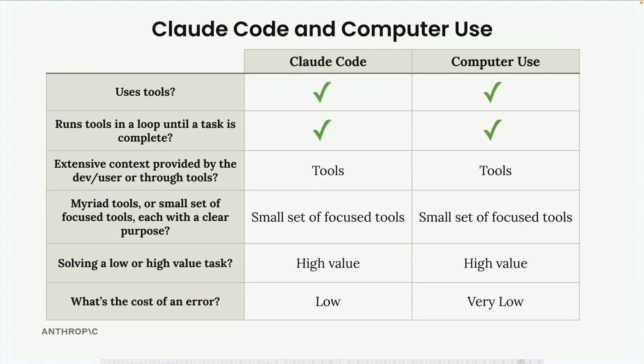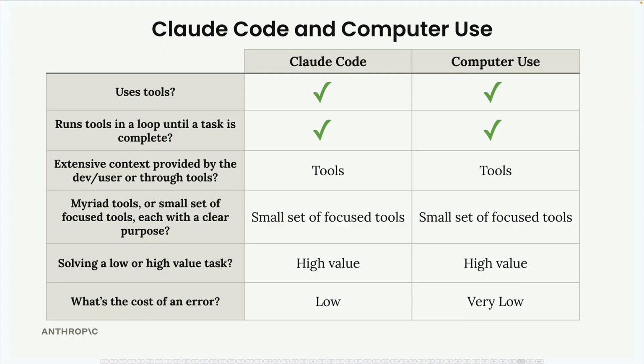So in both Claude Code and computer use, we're going to see that they share a wide variety of different qualities in how they work, how they run, and how they are getting information into Claude. Both of these make use of tools extensively, and they both run tools inside of a loop until some goal is achieved or until some unrecoverable error occurs.